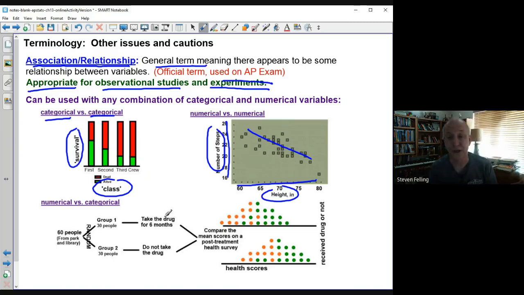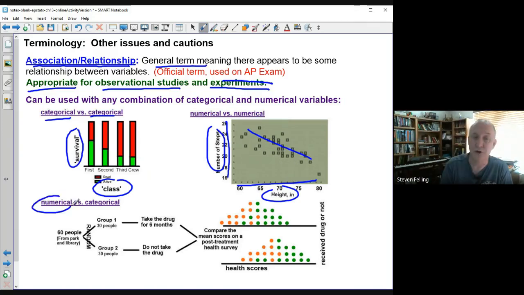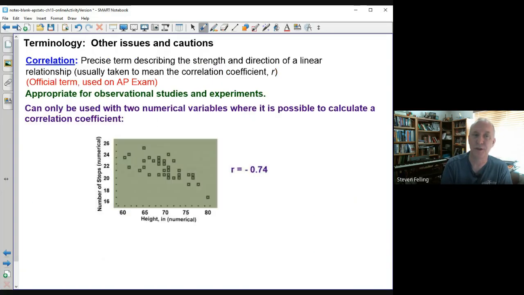What we did in our drug experiment here is a numerical variable versus categorical, right? So we're measuring health outcome, which is numerical, but then we have 2 categories: people who took the drug and people who took no drug, right? So we're seeing an association between those. So you can use that with any combination of categorical or numerical variables, right? The word association or relationship.